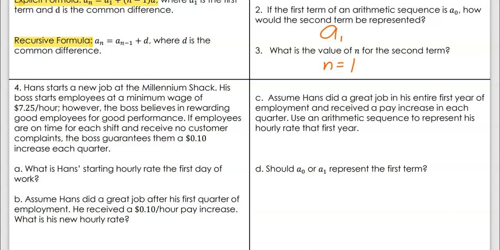If employees are on time for each shift and receive no customer complaints, the boss guarantees them a 10-cent increase each quarter. So what is Hans' starting hourly rate the first day of work? His very first day, what's he making? $7.25.